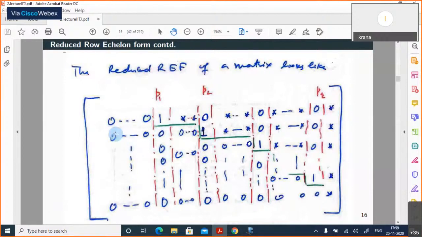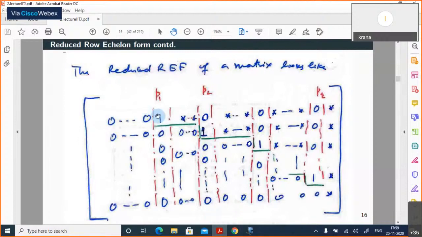Right? So now go to the second row. The first non-zero entry comes somewhere at this place. Okay, that is P2. So everything before the first non-zero entry is 0, everything below that is 0, and this is a non-zero entry, which is 1, and everything else in that column is 0. And so that's what the structure of reduced row echelon form looks like.